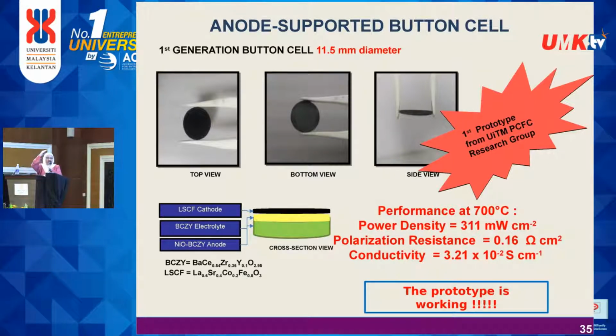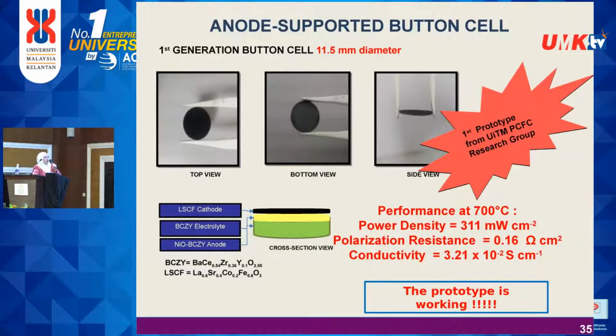After we make the single cell, we try to study whether the single cell is working or not. So we found that this prototype is working. That shows about 300 milliwatt per centimeter square. This is the cell that we use without the modification of the cathode parts.